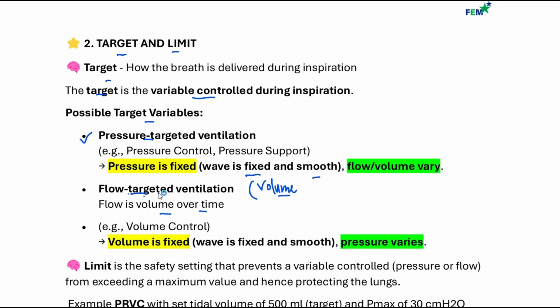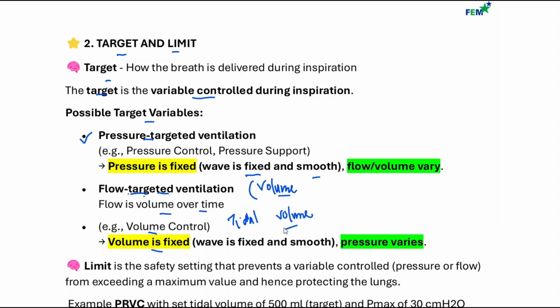As opposed to flow targeted ventilation or volume targeted ventilation, an example of this one is volume control. That means the ventilator is going to deliver a set volume, which is what we call tidal volume, the tidal volume that you set on the ventilator.